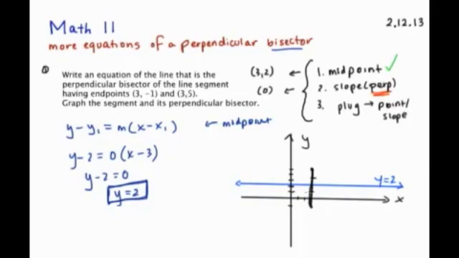So we know that this is equal to that. They're congruent. And if you want, you can do the distance formula to prove that, but we don't need to prove that. So let's move on to the next one.